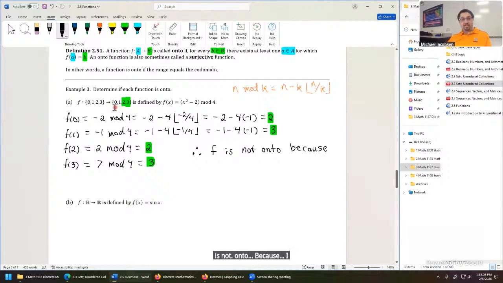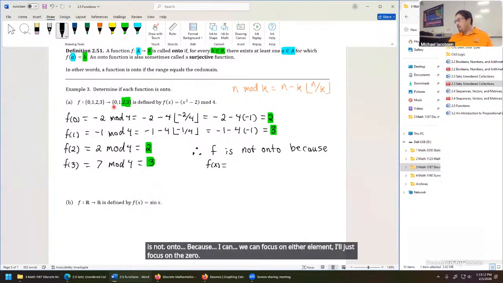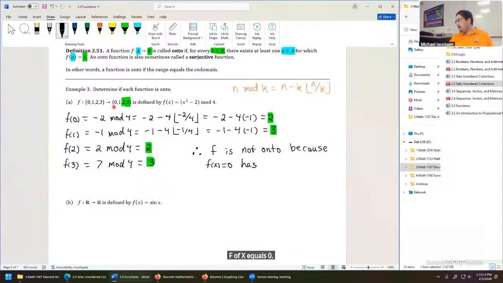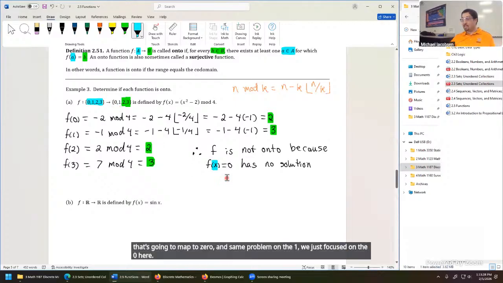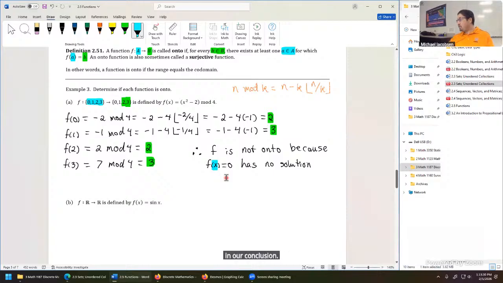because we can focus on either element. I'll just focus on the 0. F of x equals 0 has no solution. There is no x value whatsoever that you could pick in this set, and we've checked them all, that's going to map to 0, and same problem on the 1. We just focused on the 0 here in our conclusion. Well, any questions, folks, on that onto check here?